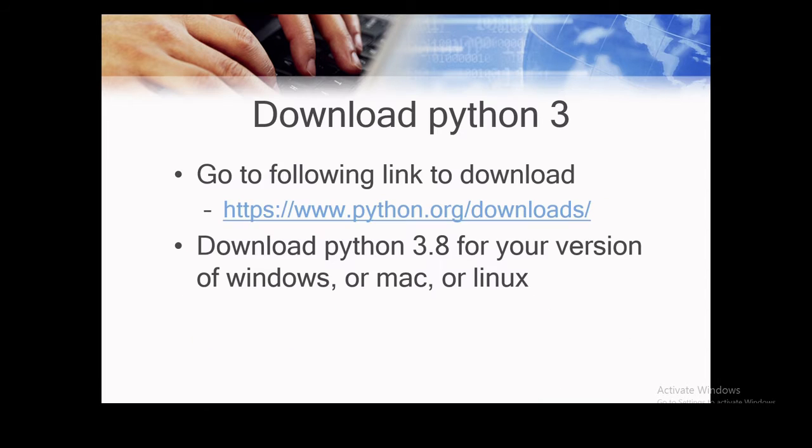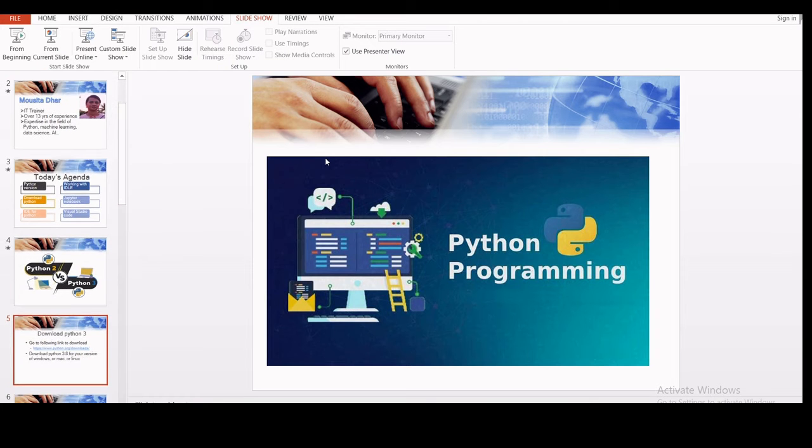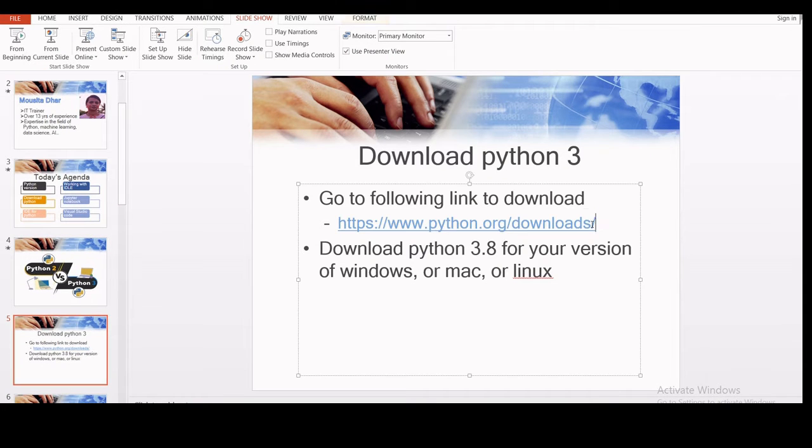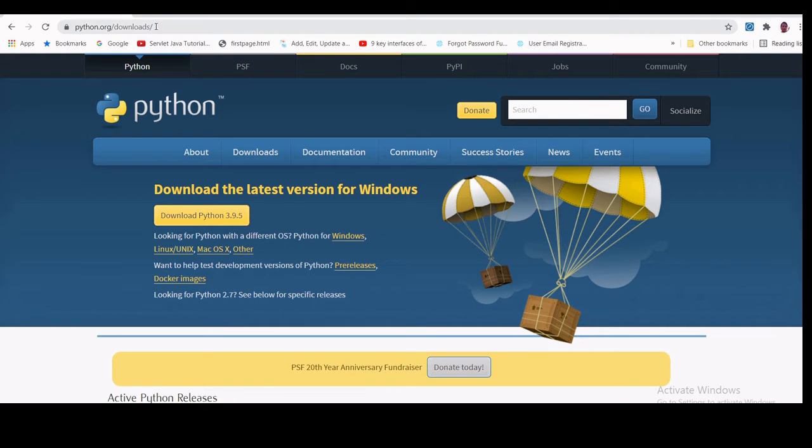Now you can download Python 3 from this given link, from where you can download the latest versions of Python. Let me show you how to download. If you go to this link, you will get this page. You can download for your operating system, either for Windows, Linux, Mac or others.